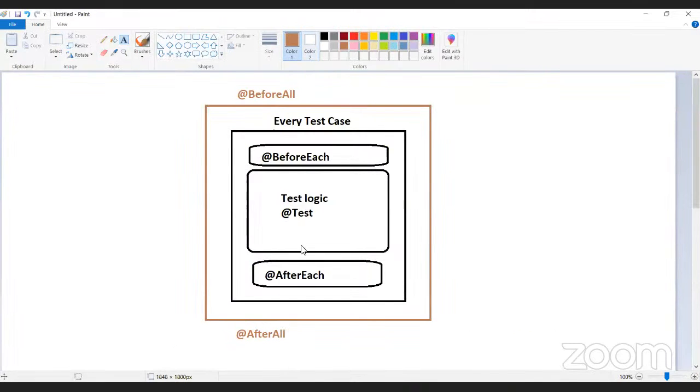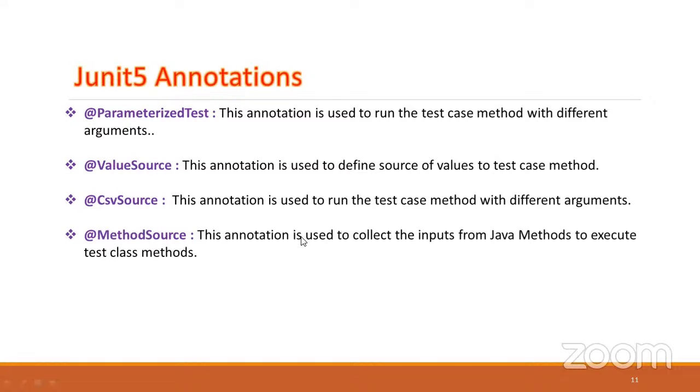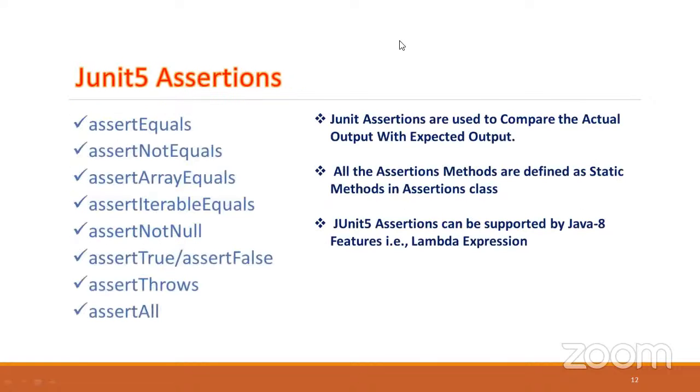Then these are some of the important annotations as part of JUnit 5, sir. We also have some of the assertions of JUnit 5: assertEquals, assertNotEquals, assertArrayEquals, assertIterableEquals, assertNotNull, assertTrue, assertFalse, assertThrows, assertAll. All these are assertions.